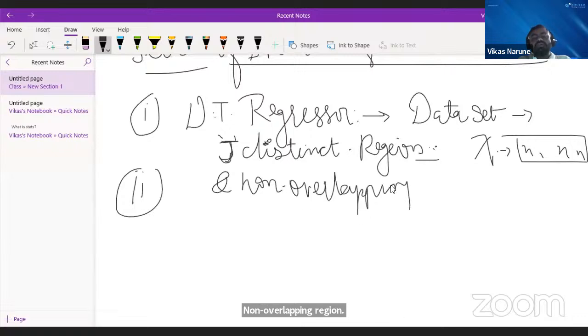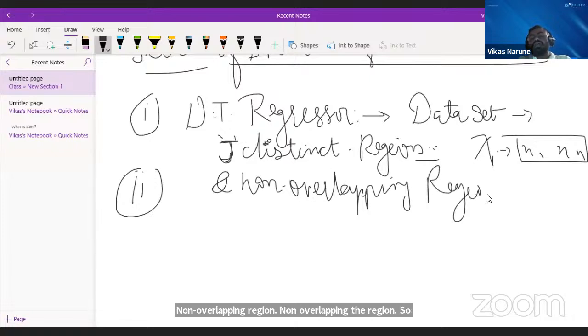Non-overlapping region. So what does that mean? Non-overlapping and distant region. Can anyone explain? What is your understanding when I say non-distinct and non-overlapping? What does that mean, guys? Can anyone quickly tell me what you mean by non-overlapping and distinct?